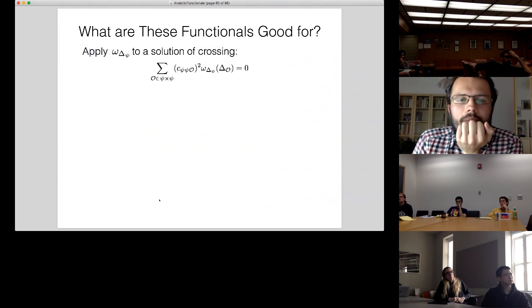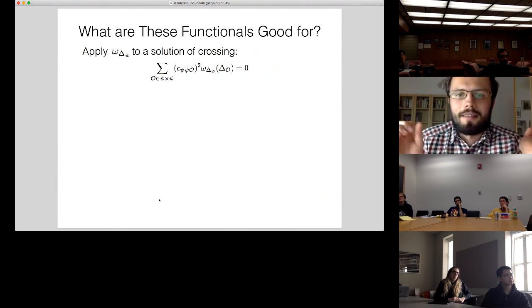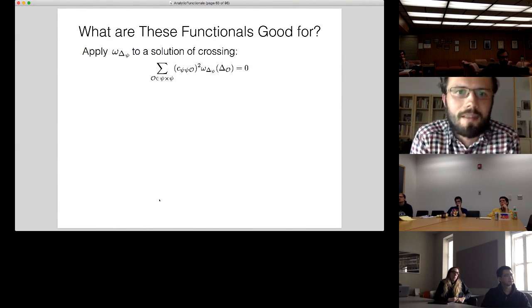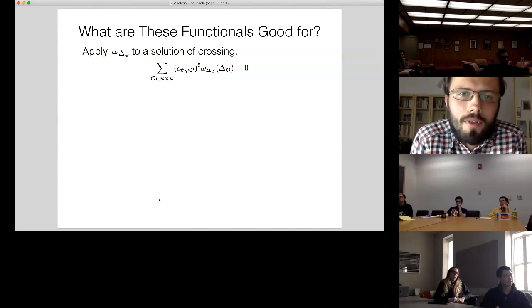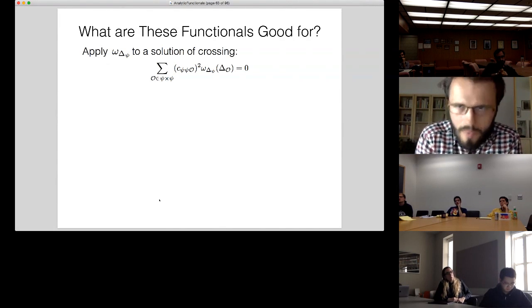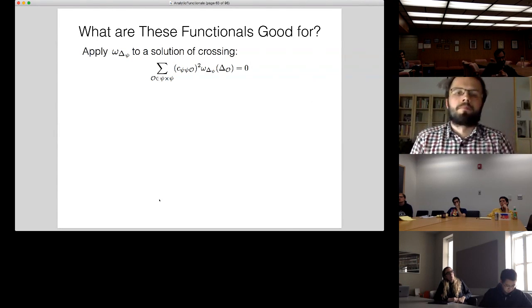Now, of course, you should be asking if these functionals are good for anything else. They can be used to show that the bound in 1D in some relatively restricted problem has a certain value, but you can wonder whether they could be useful for anything else, and it turns out that they can, which is what I'd like to explain in the rest of the talk.